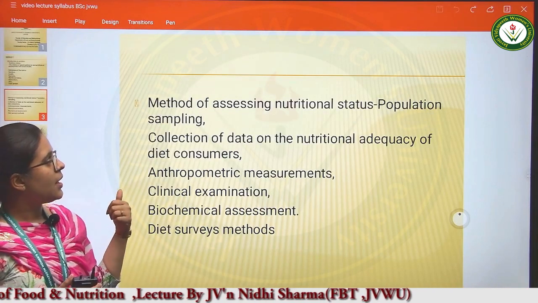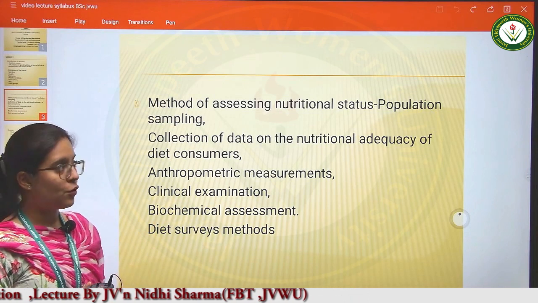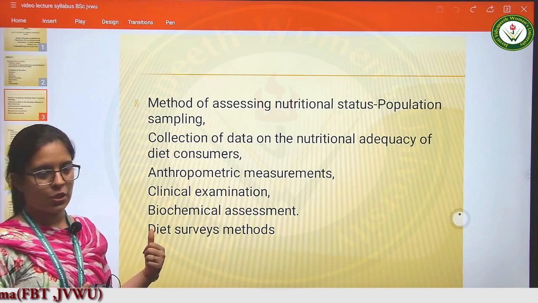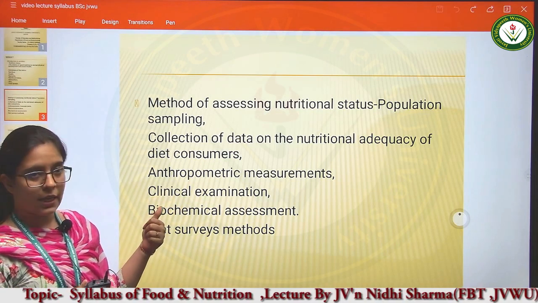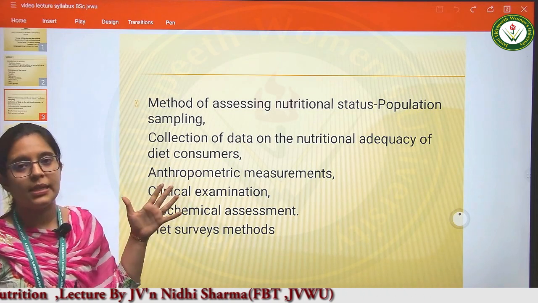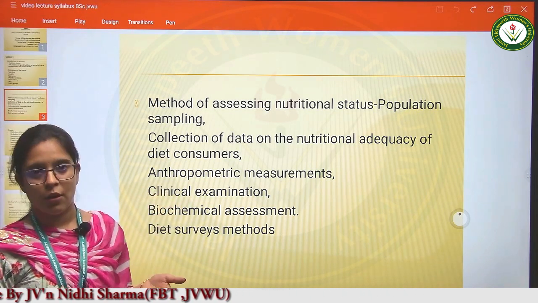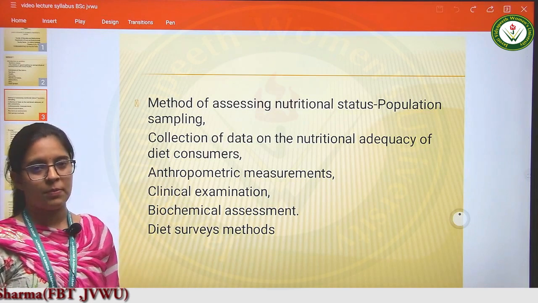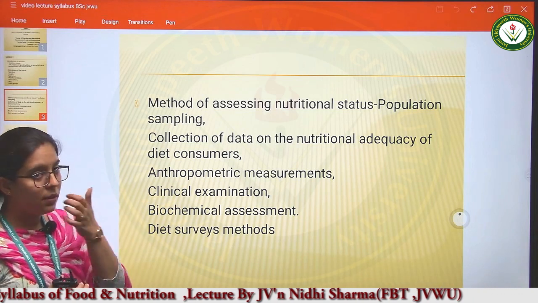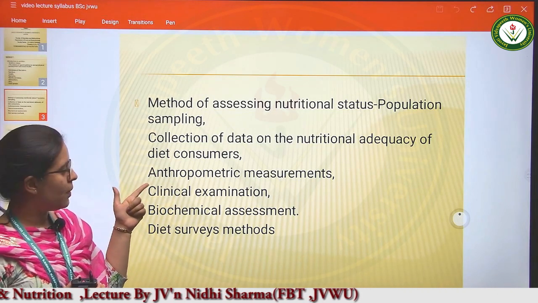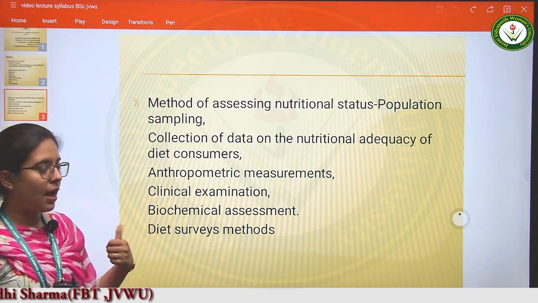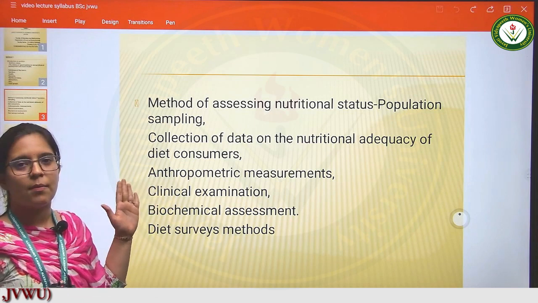Second, we study about methods of assessing nutritional status with the help of different methods of population sampling, the collection of data on the nutritional adequacy of diet consumers. That is, we conduct a survey on different people, like we select a population sample and then we conduct the survey. Anthropometric measurements, which include BMI and MUAC and height, weight and other various measurements.